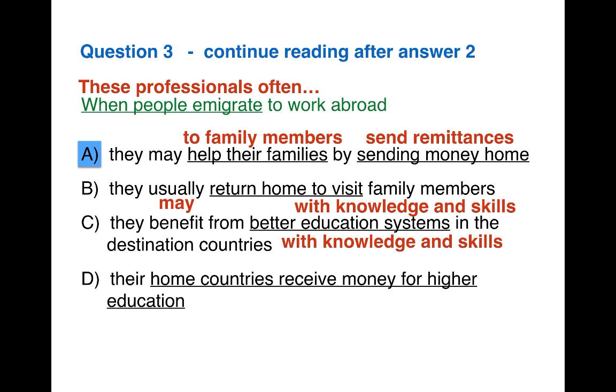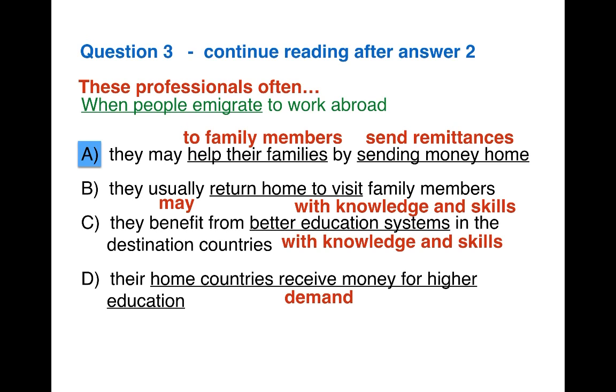And D, their home countries receive money for higher education. Higher education was mentioned, but it said the demand for higher education could increase, not about receiving money for higher education. A is definitely the right choice.